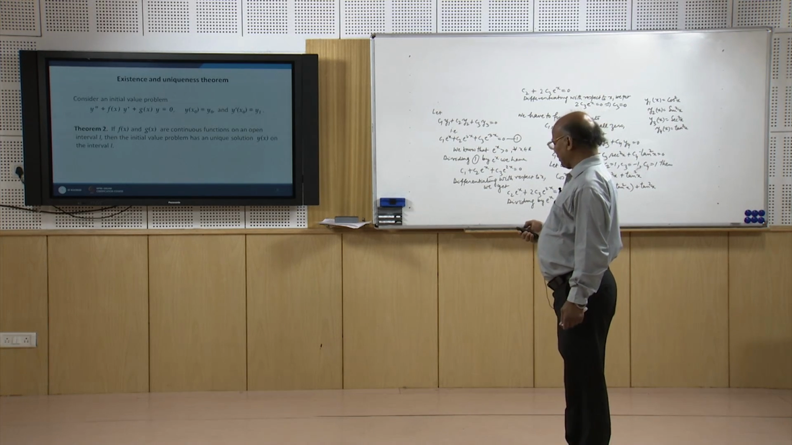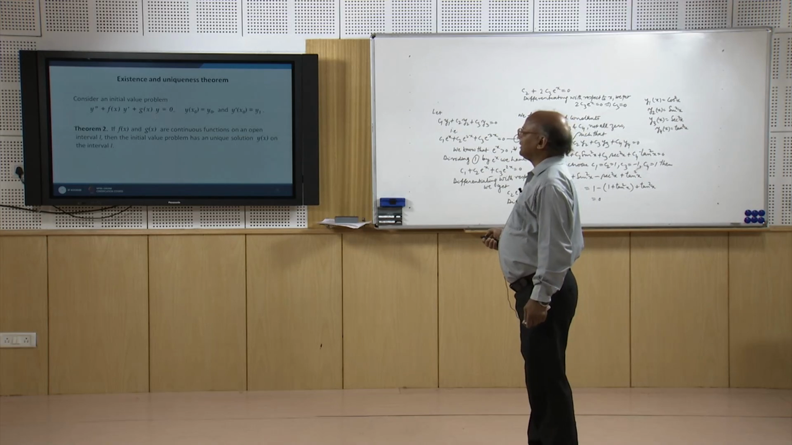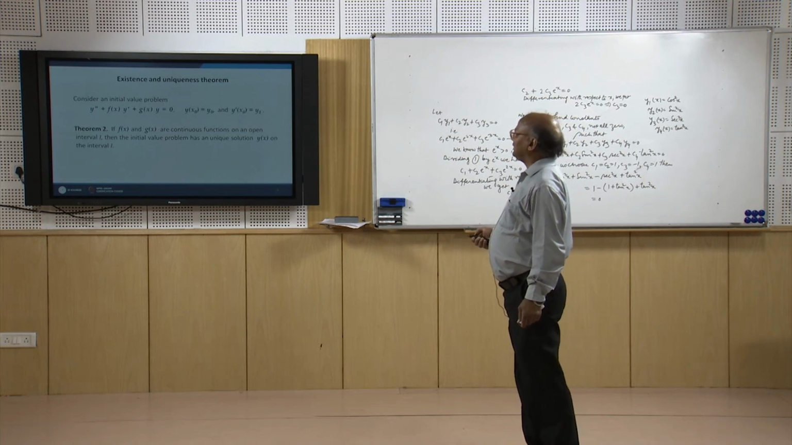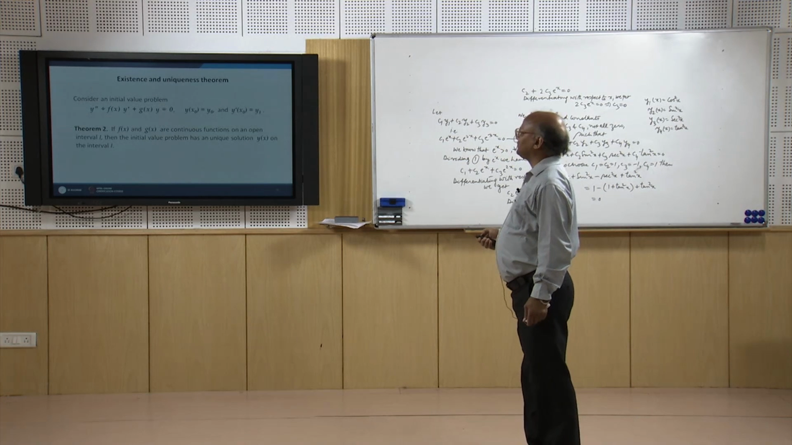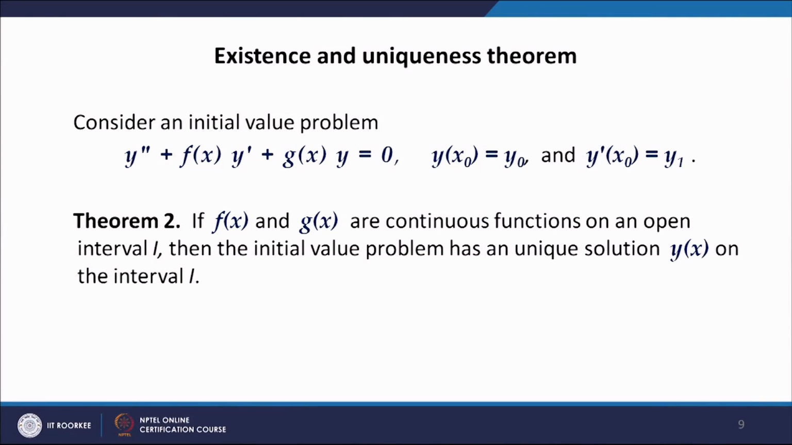Let us see how we prove this result. So let us consider an initial value problem. Here this is called an initial value problem because we have a second order differential equation with two conditions, y at x naught equal to y naught, y dash at x naught equal to y1, which are called the initial conditions. So a second order differential equation with two initial conditions is called an initial value problem. So let us consider this initial value problem. If f(x) and g(x) are continuous functions here on an open interval I, then this initial value problem has a unique solution y(x) on the interval I.